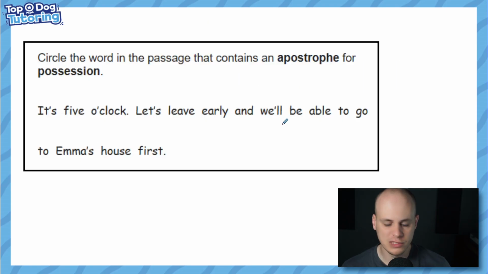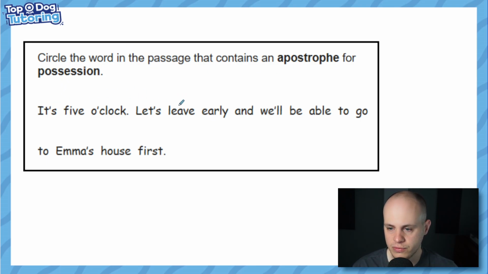Let's look at apostrophes for possession then, as that's where we left off, wasn't it? So apostrophes for possession are to show when one word is belonging to another word. Now we put the apostrophe in the word that owns the thing. Okay, so have a look at this example with me. It says circle the word that is using an apostrophe for possession.